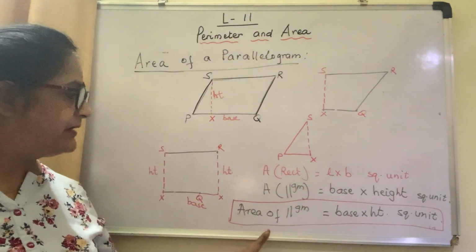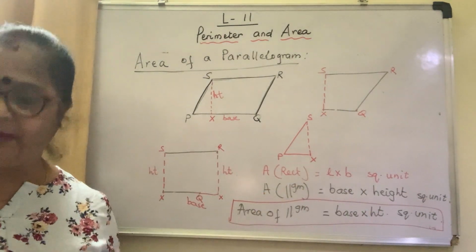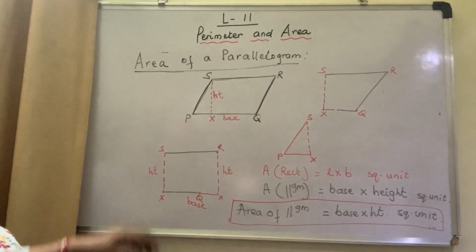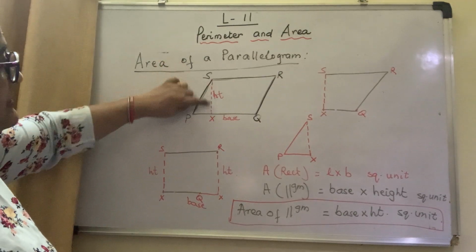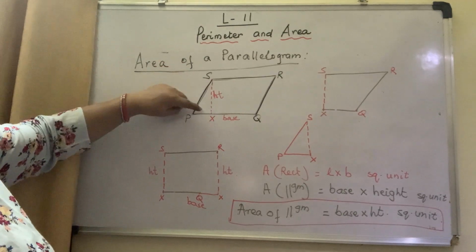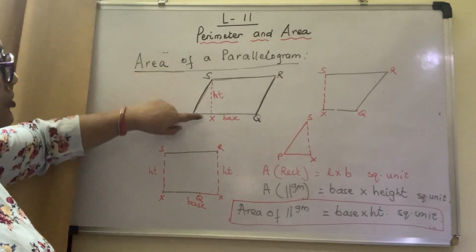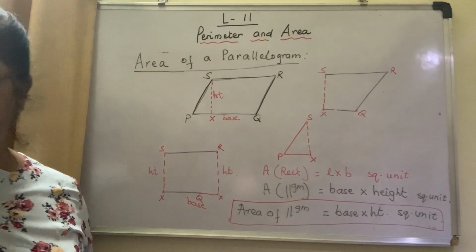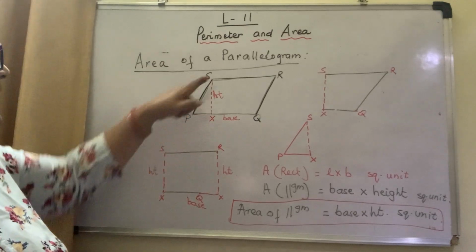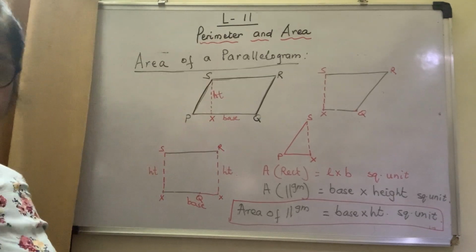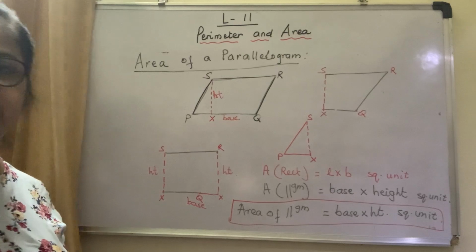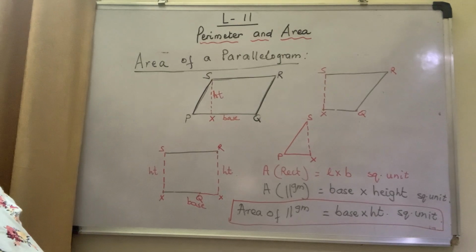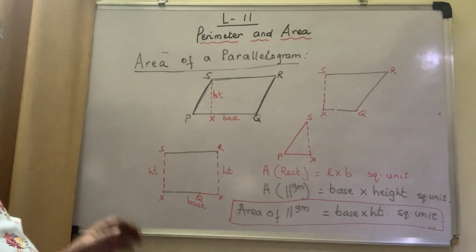Area of a parallelogram will be base multiplied by height. Why do we call it the base and the height? The altitude that is drawn is known as the height. We draw it on top of a line, and that line is known as the base. So the height and the corresponding base will give you the area of a parallelogram.